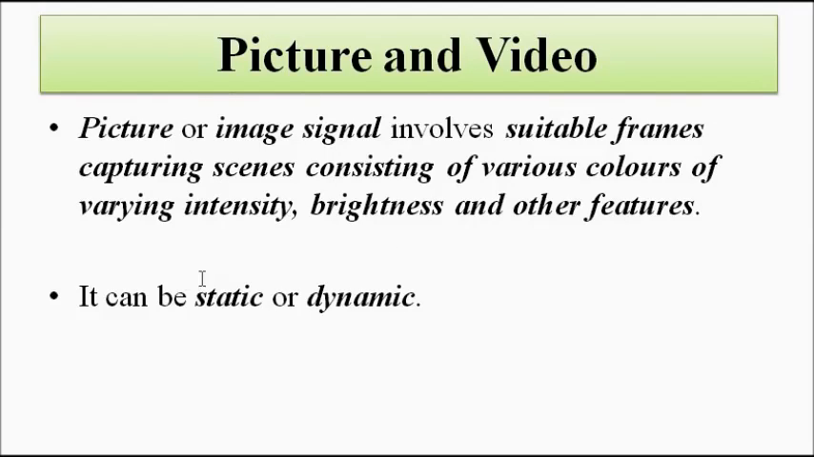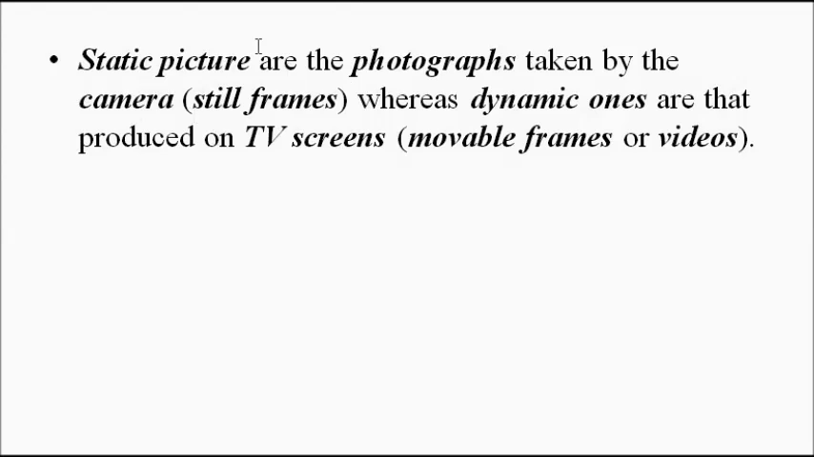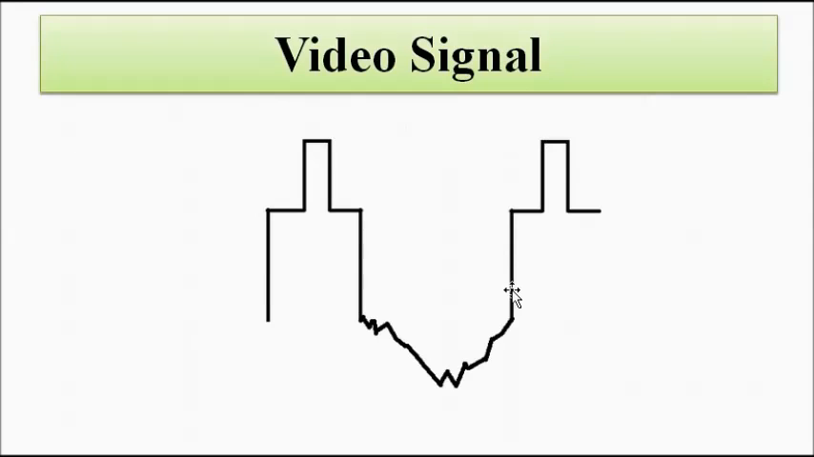So a picture can be static or dynamic. A static picture frame is a still picture. A dynamic picture is what we call a video. The static pictures are the photographs taken by the camera, the still frames, and the dynamic ones are produced on the TV screen, the movable frames or videos. A video signal looks something like this.